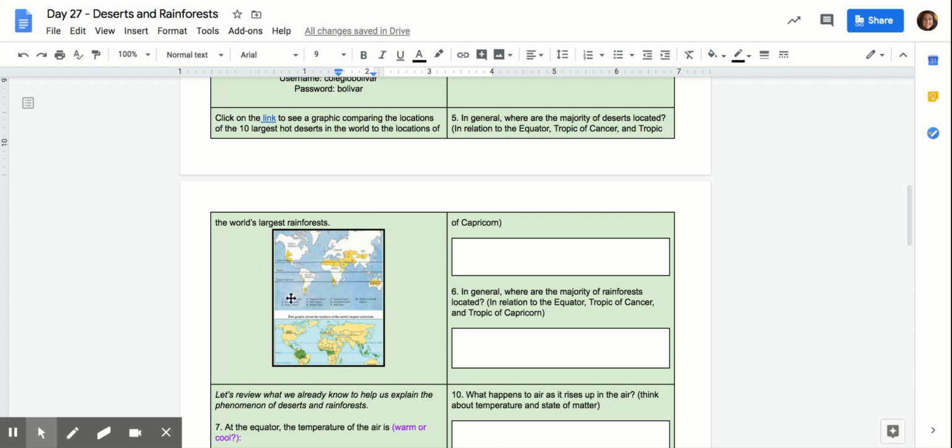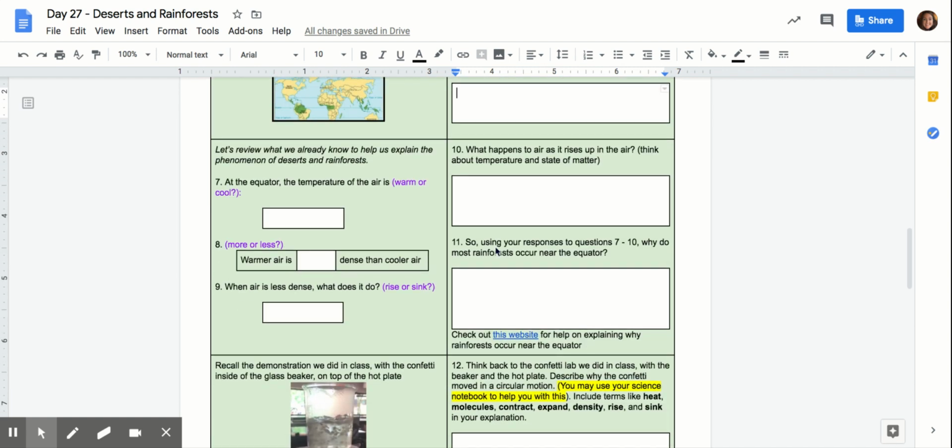They're labeled on here. So for example, you might say all of the deserts are located south of the Tropic of Capricorn. Or you might say all the deserts are located right along the equator. Or maybe you'll say they're located between the equator and the Tropic of Cancer, something like that to answer this question. And then you're going to do the same thing here for rainforests. You should notice a pattern. There are very clear patterns about where rainforests are found and where deserts are found.